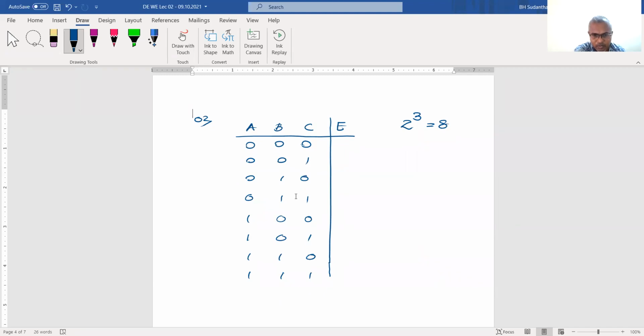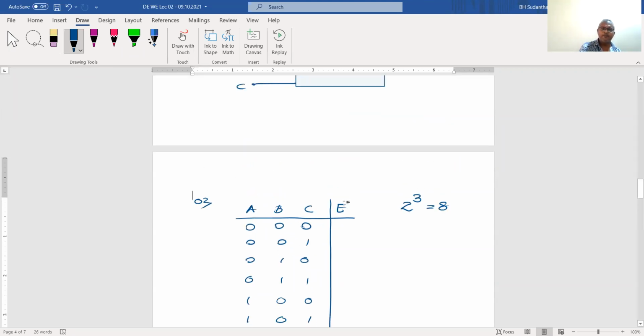The first column is 0, 1, 0, 1, 0, 1, 0, 1 for 8 times. Second column, 2 zeros, 2 ones, 2 zeros, 2 ones. Third column, 4 zeros, 4 ones. If you have a fourth one, 8 zeros, 8 ones. It's a very simple pattern you can follow, if you do not have experience writing this way using ascending order. But anyway, we can consider the combinations.